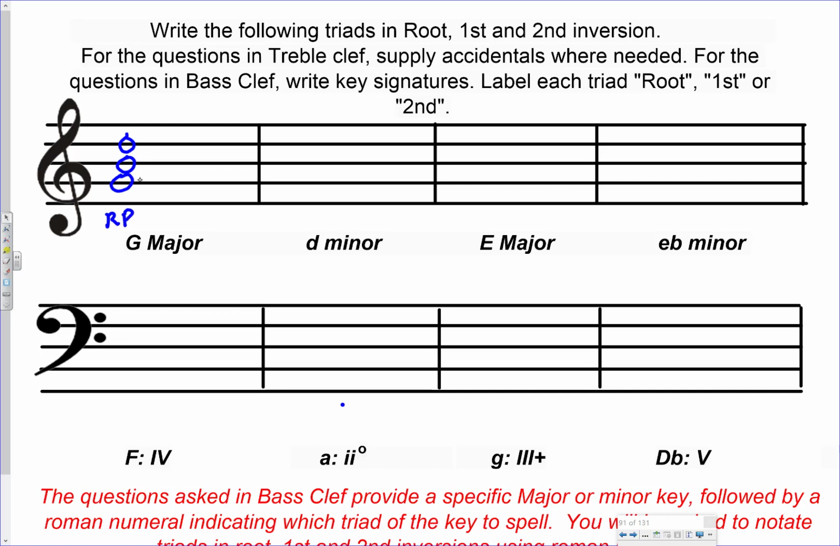We could take the G, move it up one octave, while leaving the third and the fifth as is, and we've just created the G major triad in first inversion. Let's invert it one more time to make second inversion. We could take the B and move the B up one octave, while keeping the D the same and the G the same. And now we have a second inversion G major triad.